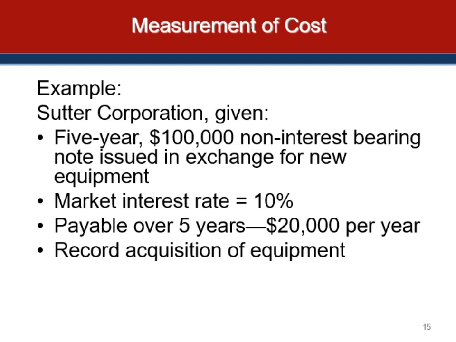So here's an example. We have Sutter Corporation, and they have a 5-year $100,000 non-interest bearing note, which is issued in exchange for new equipment. So they're going to pay in 5 years, and it's $20,000 per year that they're going to pay. The relevant market interest rate is 10%, and so we would have to record the acquisition of the equipment given that information.